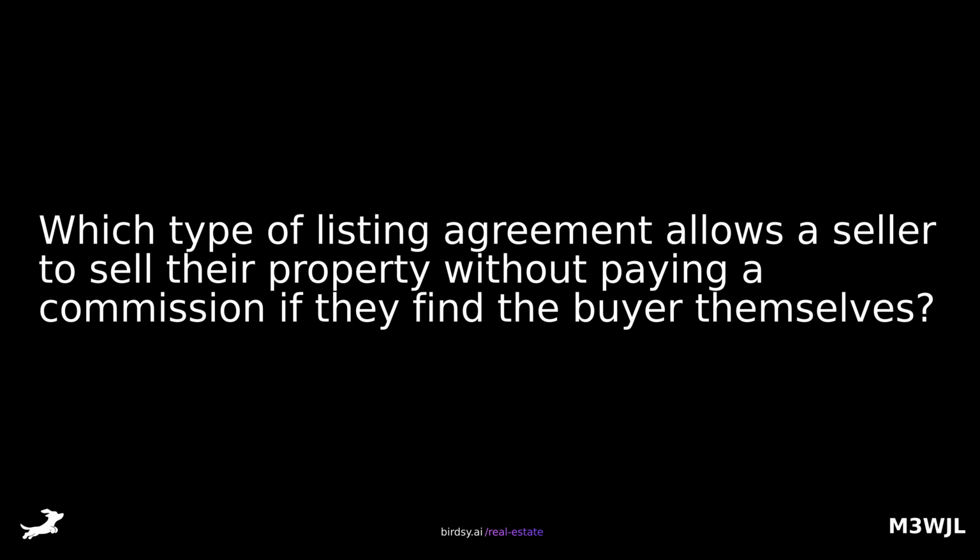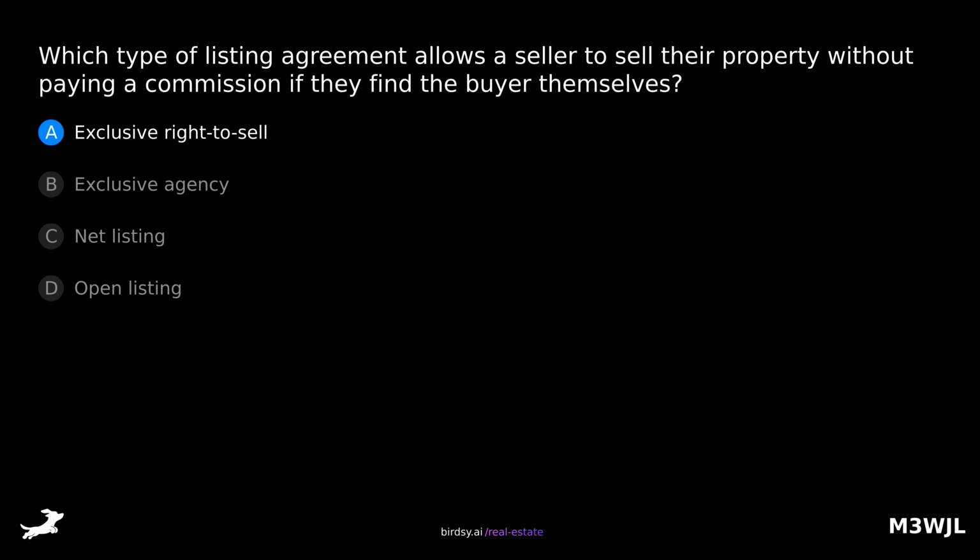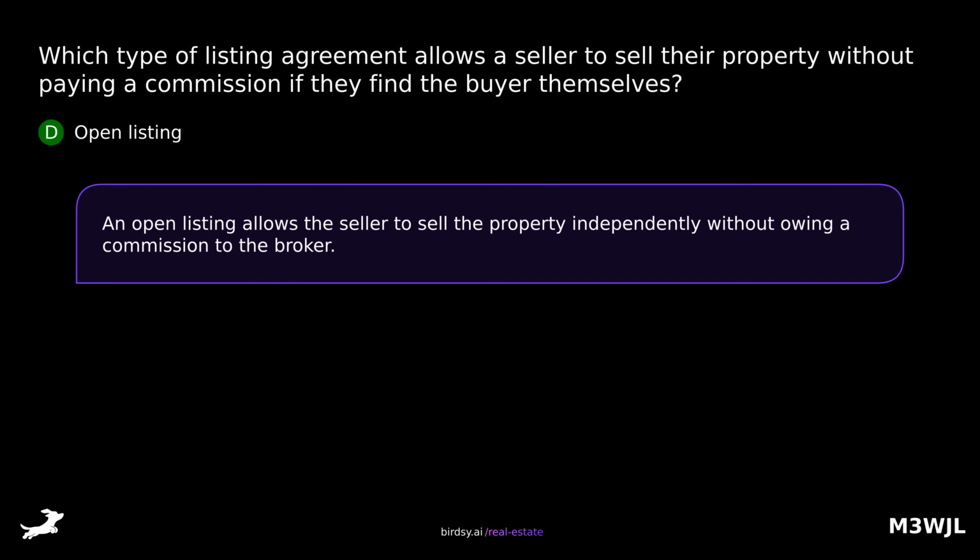Which type of listing agreement allows a seller to sell their property without paying a commission if they find the buyer themselves? Is it A, exclusive right to sell, B, exclusive agency, C, net listing, or D, open listing? The answer is D, open listing. An open listing allows the seller to sell the property independently without owing a commission to the broker.